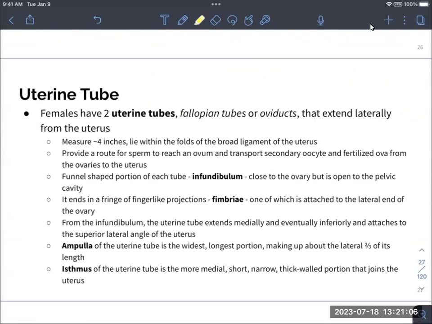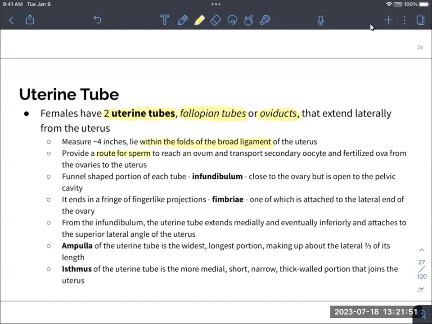These uterine tubes. So we have two of these uterine tubes, or as I mentioned at the beginning, they're also known as fallopian tubes or ovarian ducts. They extend off of the uterus, and they come out by the ovaries. They are found within that broad ligament of that uterus. And it's both a route for the sperm to reach that ovum and to transport that secondary oocyte and fertilized ovum or ova from the ovaries to the uterus.